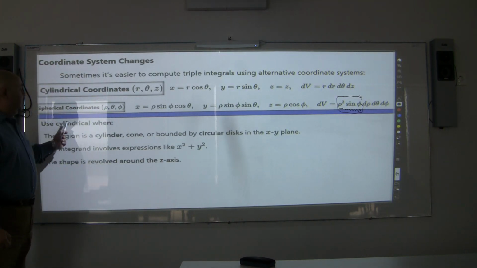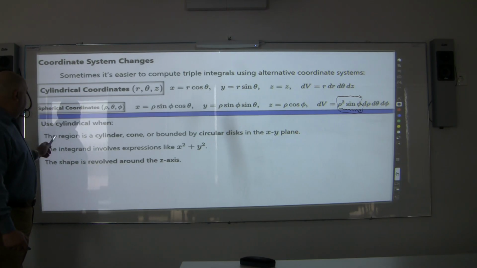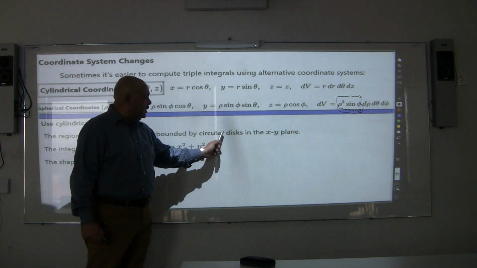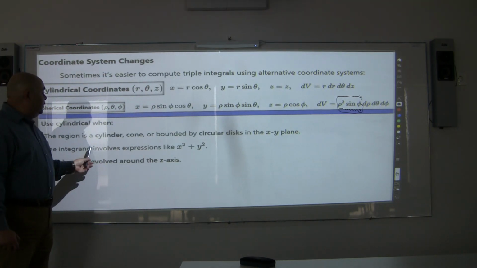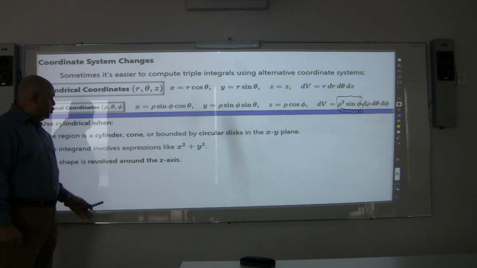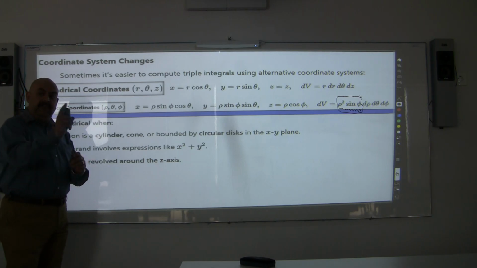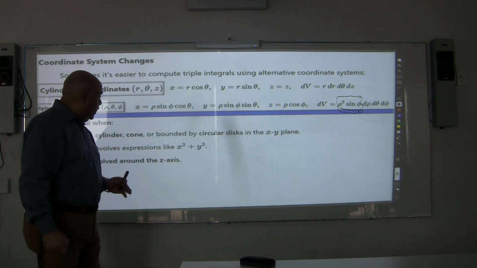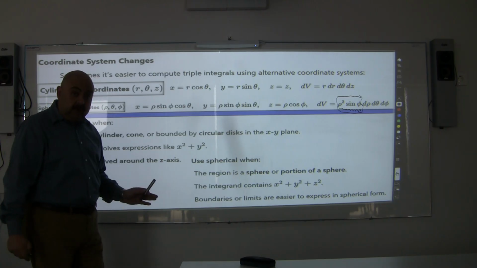Okay, I also made a comparison between the spherical and cylindrical coordinates. We'll see it in the next slide. If the region is a cylinder, cone, or bounded by a circular disk in the xy plane, it will be preferable to use cylindrical coordinates. The integrand involves expressions like x squared, y squared. The shape is revolved around the z-axis. If you have a revolution of a certain shape moving around the z-axis, it will be better to use cylindrical coordinates.